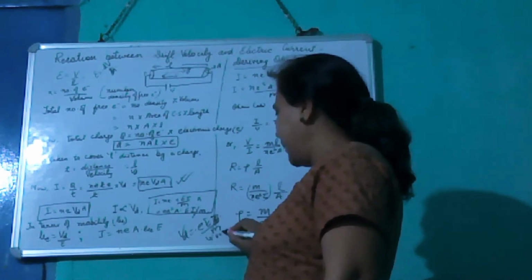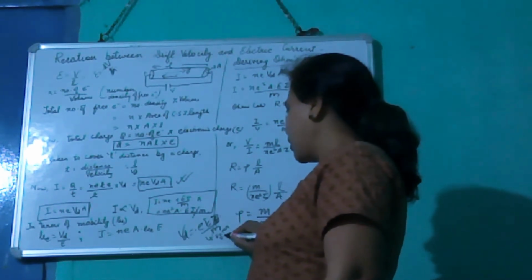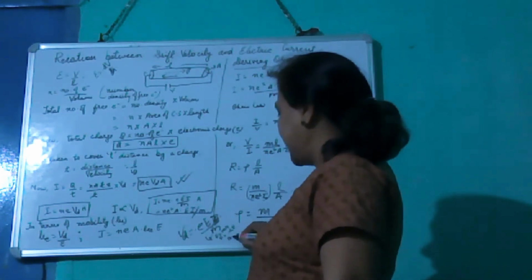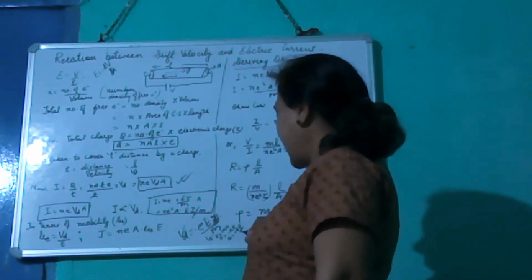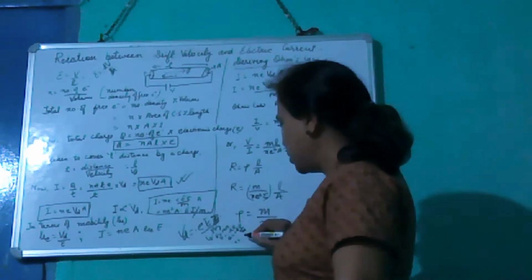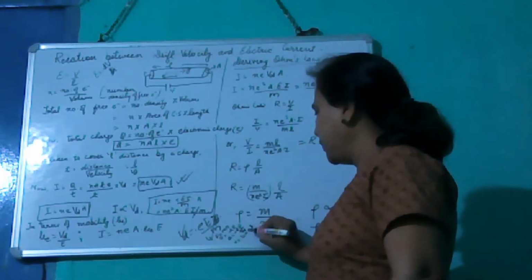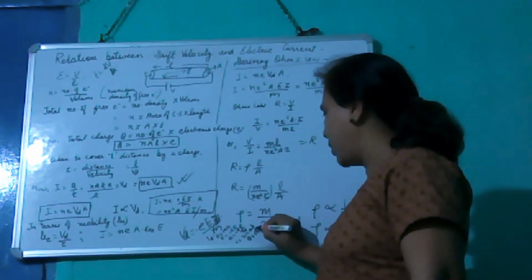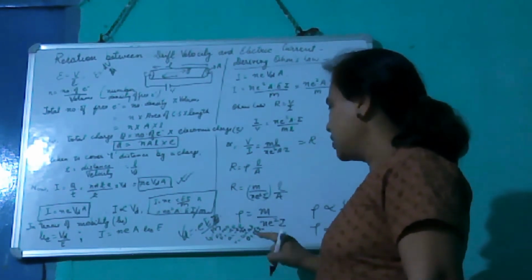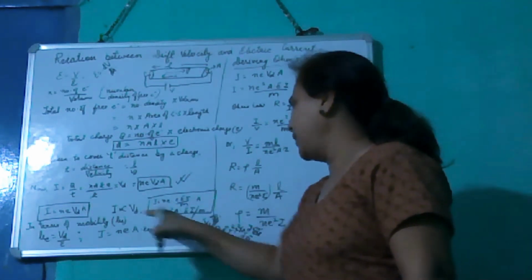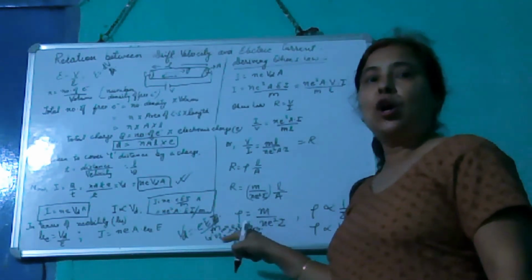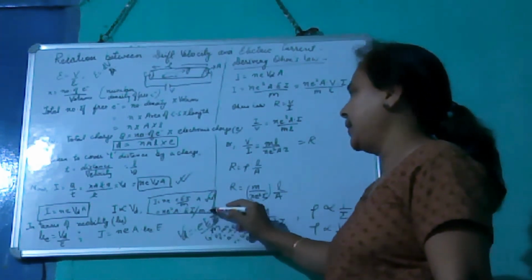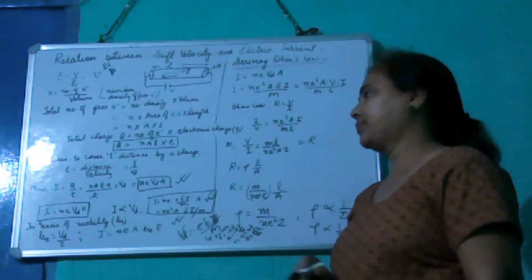F is equal to ma, and F is also equal to eE. Then we had a is equal to minus eE upon m, and then v is equal to u plus at, where u was 0 and a we have eE upon m, and t was tau. So we have replaced this v_d by eE tau upon m. So we got this formula and we could have rearranged it.